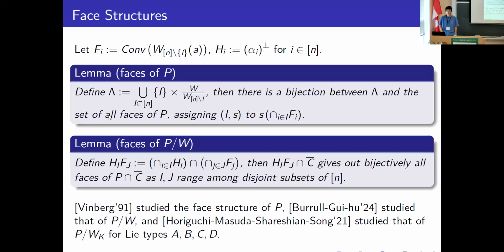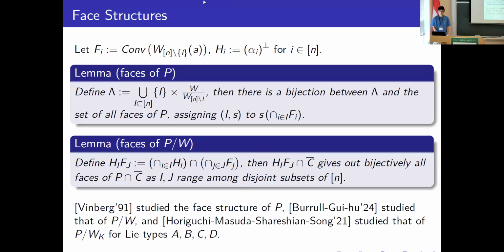Okay, and the second lemma is about the faces of the quotient polytope. This lemma tells us the quotient polytope is an n-dimensional cube, and the face supported by H_i is opposite to the face supported by F_i. That's the idea behind this lemma.